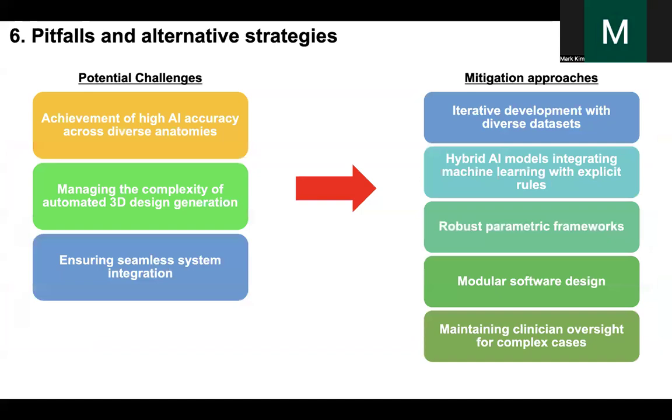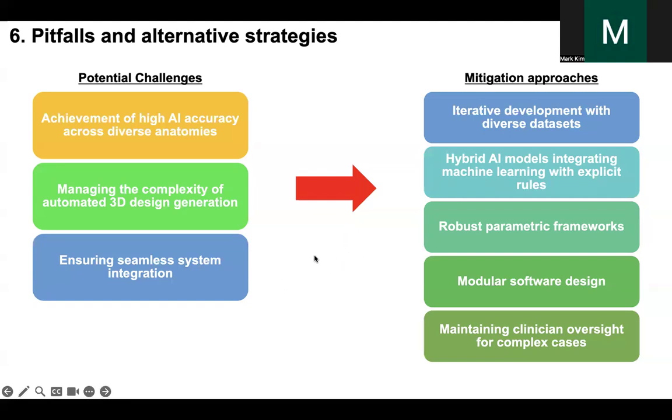Next, I want to talk about pitfalls and alternative strategies. In this study, there will be three main potential challenges. The first challenge will be achievement of high AI accuracy across diverse anatomies from different patients. And second one will be managing the complexity of automated 3D design generation. And lastly, ensuring seamless system integration.